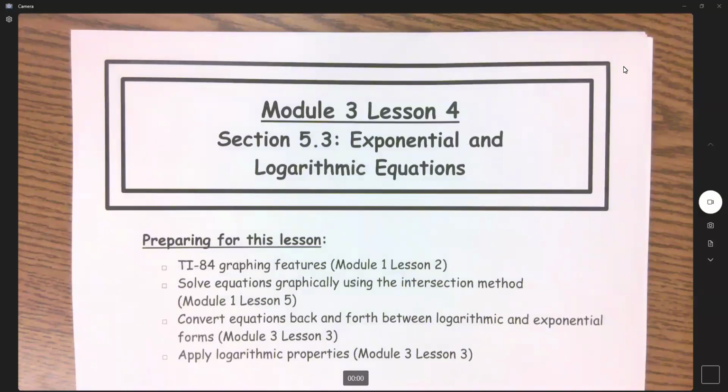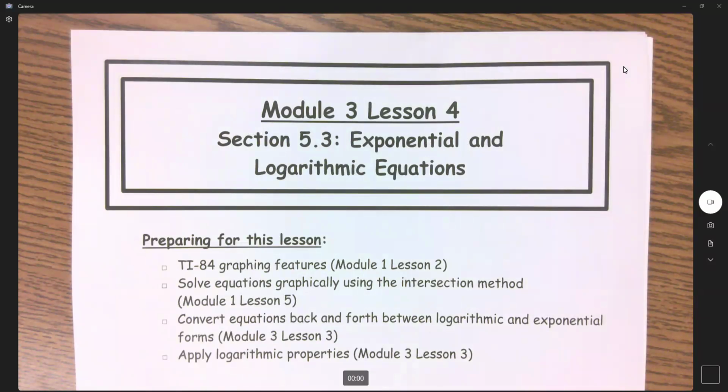Welcome to Module 3, Lesson 4. We are going to be solving exponential and logarithmic equations. To prepare for this lesson, you need to be familiar with your TI-84 graphing features. You need to be able to solve equations graphically using the intersection method.